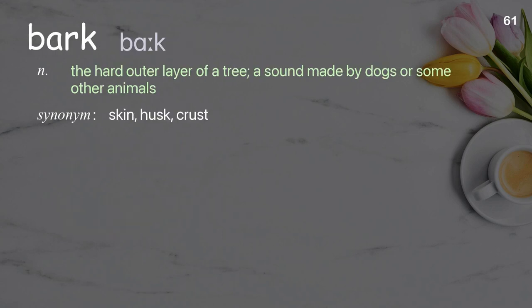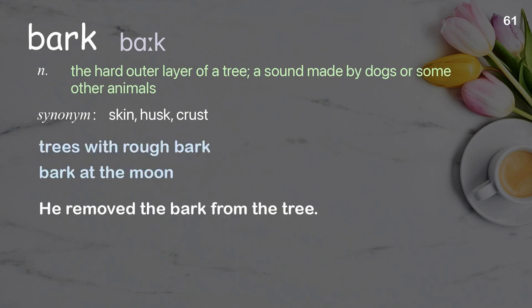Bark: the hard outer layer of a tree; a sound made by dogs or some other animals. Examples: trees with rough bark, bark at the moon. He removed the bark from the tree.